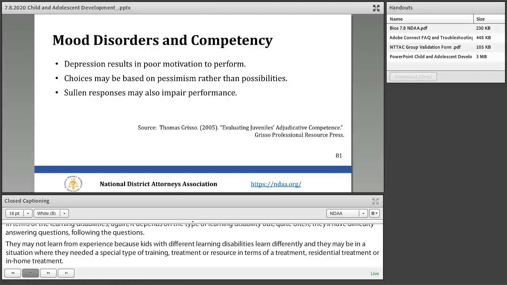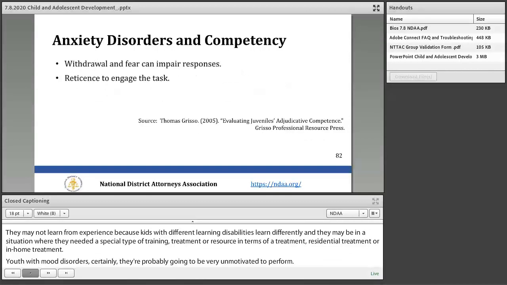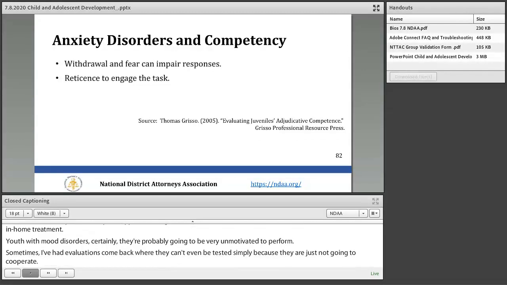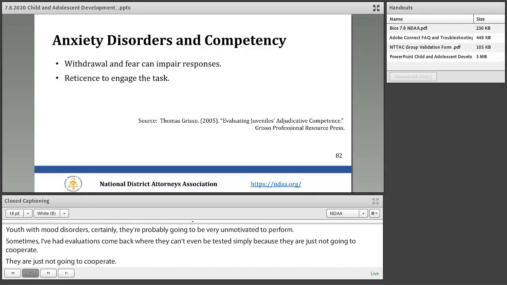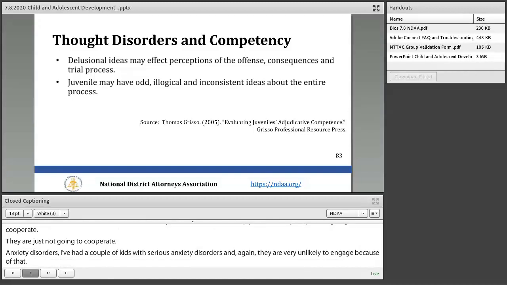Youth with mood disorders are probably going to be very unmotivated to perform. Sometimes I've had evaluations come back where they can't even be tested simply because they're not going to cooperate. Anxiety disorders, we've had a couple of kids with serious anxiety disorders, and again, they're very unlikely to engage because of that.